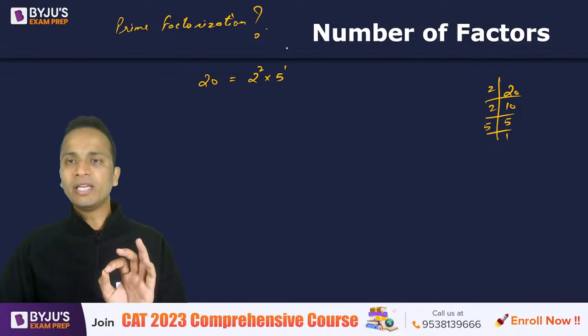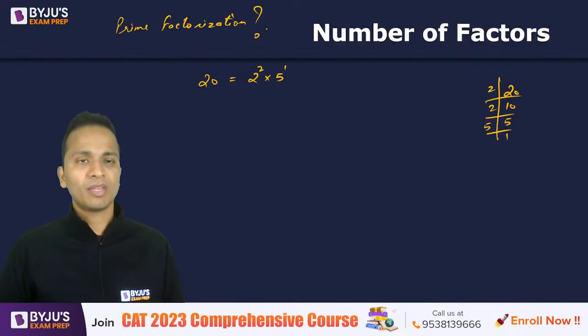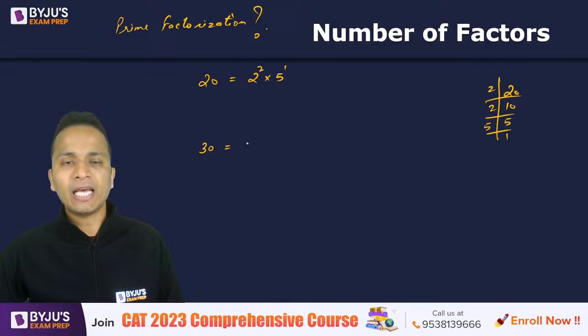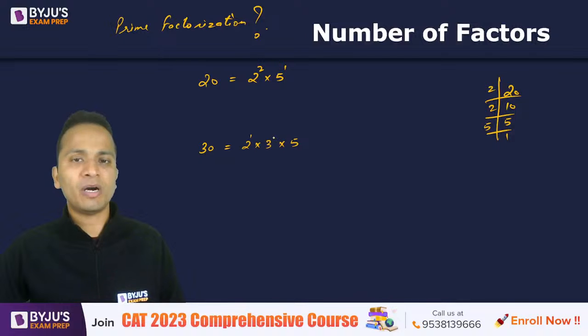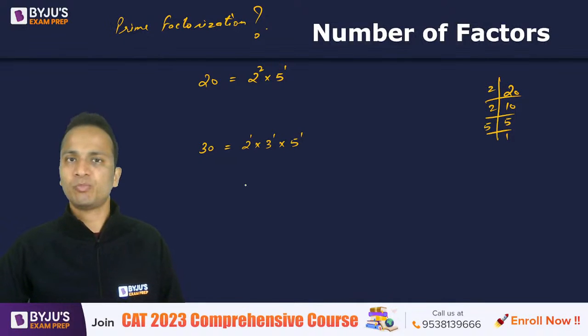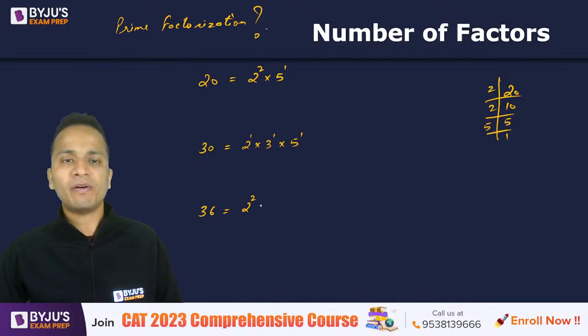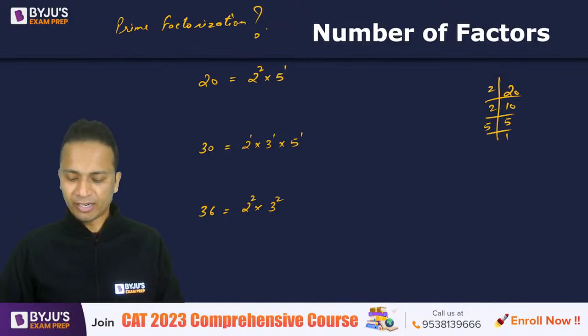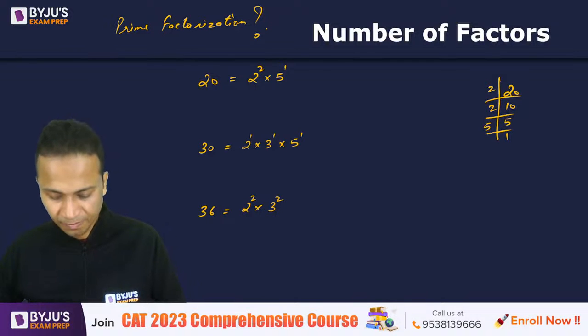So to find out the number of factors of any number, the first step is the prime factorization of that number. I'll simultaneously take one more number, let's say 30. 30 can be written as 2 into 3 into 5, or I can say 2 raised to the power 1 into 3 raised to the power 1 into 5 raised to the power 1. I'll write one more number, 36. 36 can be written as 2 raised to the power 2 multiplied by 3 raised to the power 2. So this is the prime factorization of these numbers.